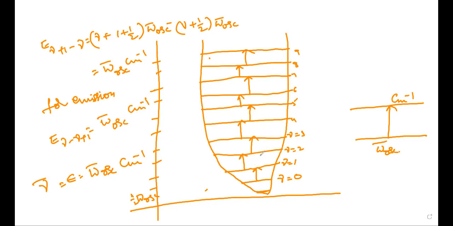So that is the simple harmonic oscillator theory of a diatomic molecule like HCl. Okay, so this is the fundamental theory of infrared spectroscopy.